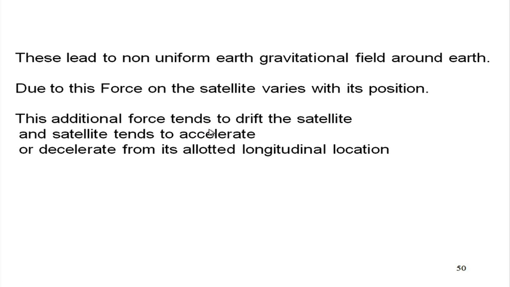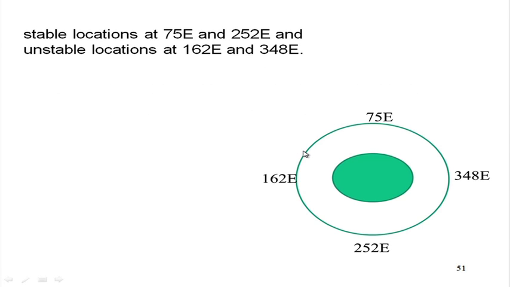So this additional force tends to drift the satellite from the intended location and either accelerate or decelerate. It was found out by a lot of experimentation and measurements that there are certain stable locations and certain unstable locations. Now, the stable locations are 75 degree east. Fortunately, India's center is almost on that same longitude. On the opposite side there is 252 degree east, and the unstable positions are 162 degree and 348 degree east.